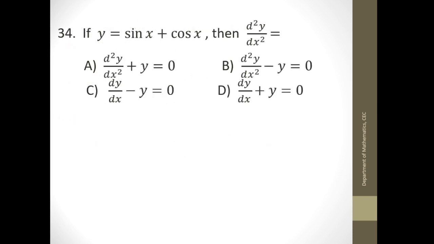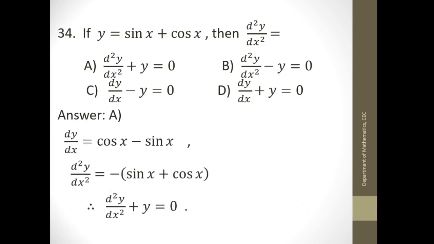If y is sin x plus cos x, dy by dx is cos x minus sin x. Now, in the given answer, the second derivative is also required. Second derivative is minus sin x minus cos x. So, minus of y. Sin x plus cos x is y, so minus y. Therefore, d square y by dx square plus y is 0. Answer is A.